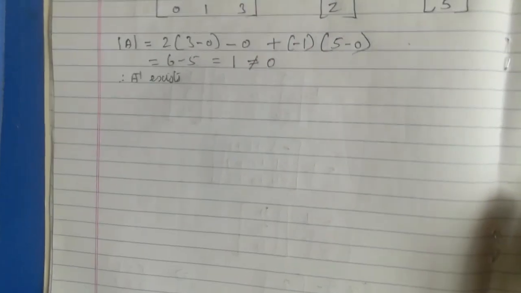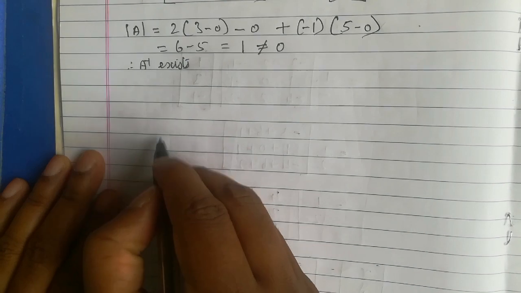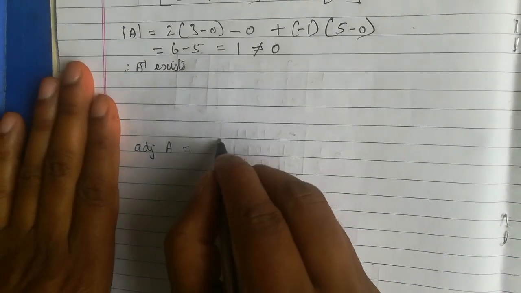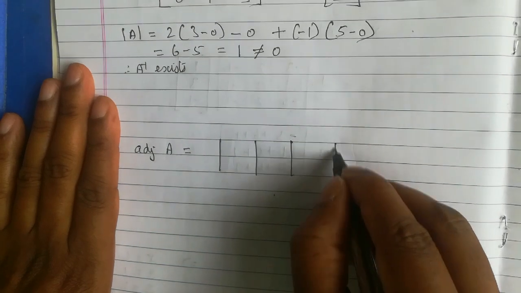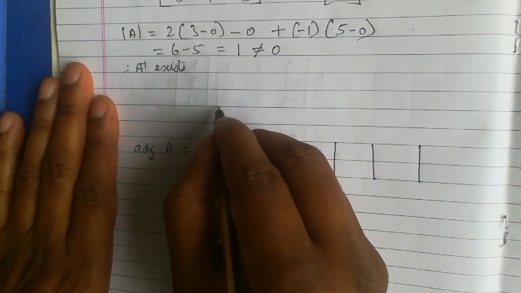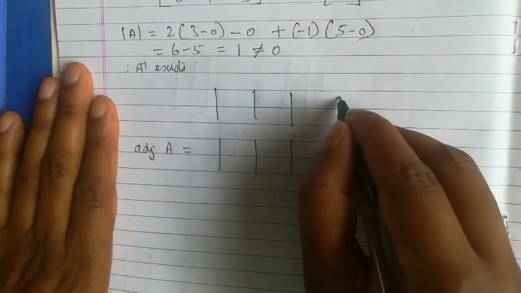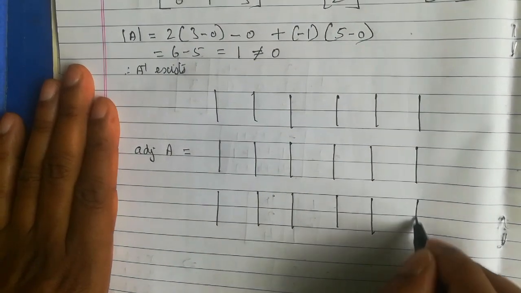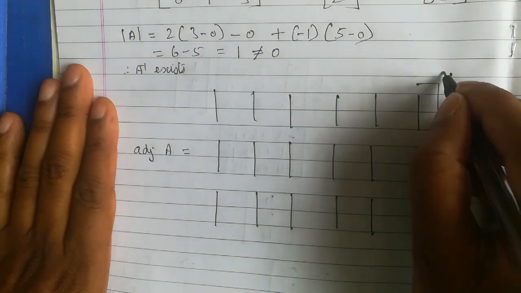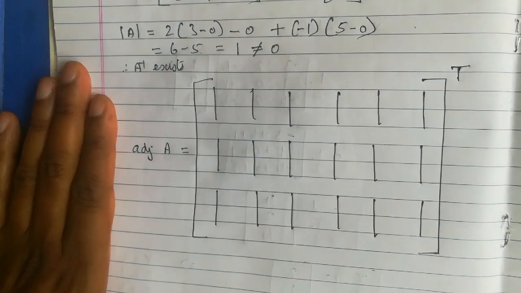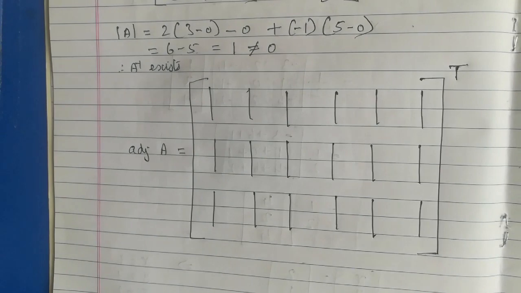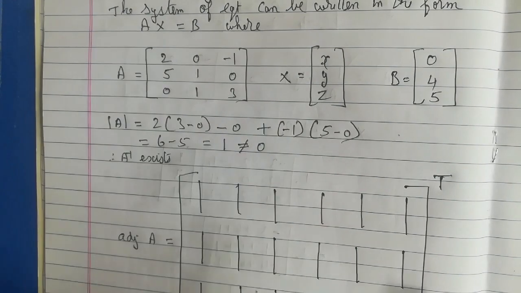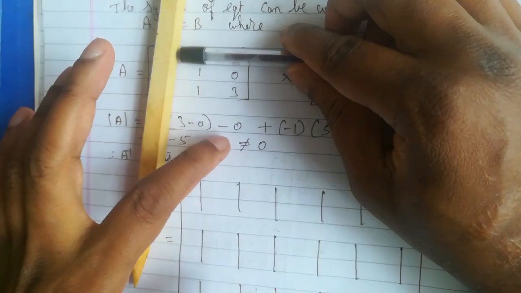We'll find the adjoint of A. Adjoint of A. We have to find the cofactor transpose. Write the values. We know how to write the values. We take the first term, leave out this and leave out this, and we'll write the minor matrix likewise.